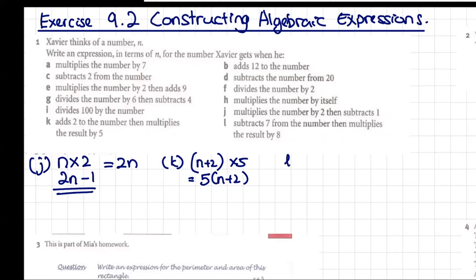And last but not least, question L. Subtract 7 from the number. And then multiply. So I put a bracket so that I will do the subtraction first and then multiply by 8. So I can just rewrite it like that. It will be a nicer way to write it out.